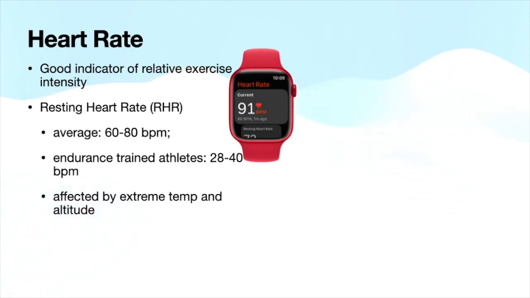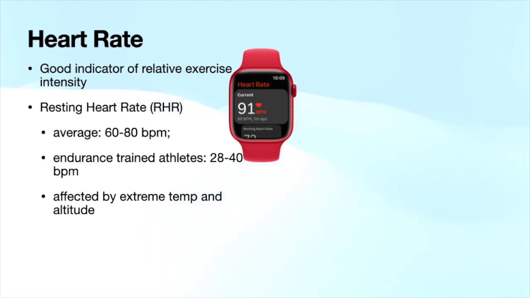However, if you are aerobically trained, if you are an endurance athlete, your resting heart rate can decrease and have a range between 28 to 40 beats per minute. But do take note that our heart rate is affected by extreme temperature and altitude. So that's your resting heart rate.